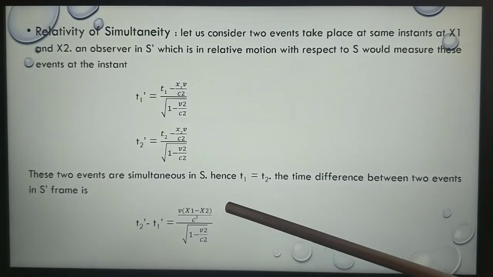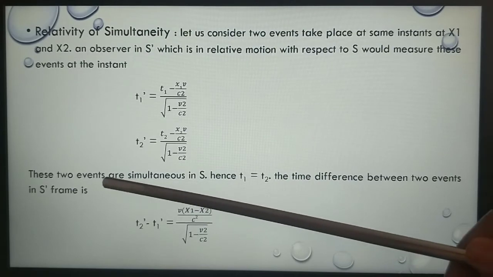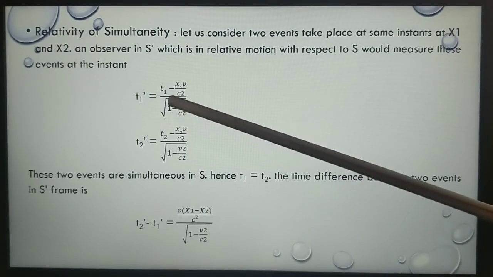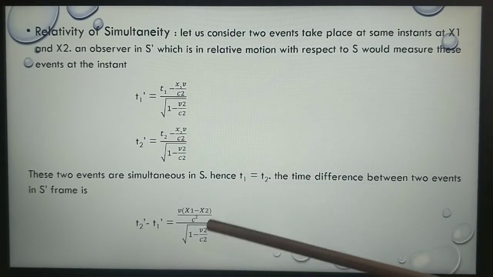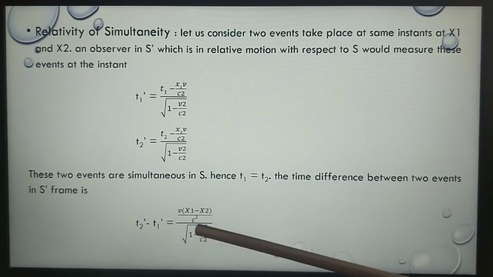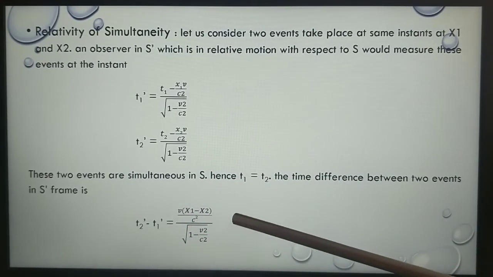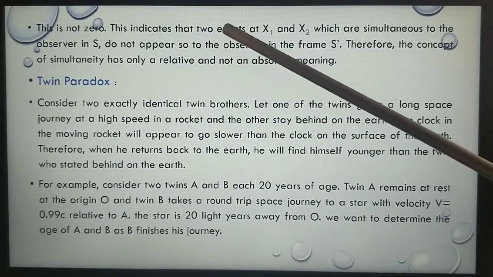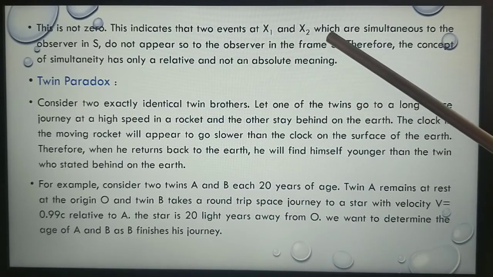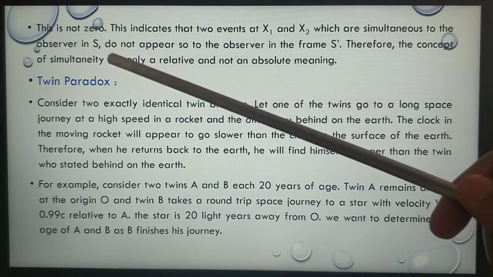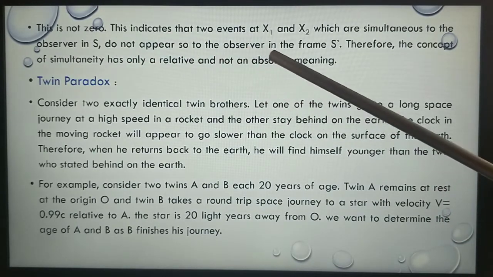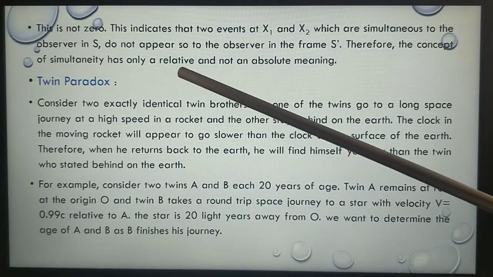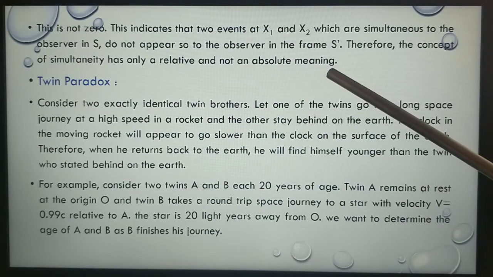Now, these two events are simultaneous in S, hence t1 equal to t2. That means t1 and t2 are equal, so in this subtraction they get cancelled and the remaining terms are like this. This is not 0. This indicates that two events at x1 and x2 which are simultaneous to the observer in S do not appear so to the observer in the frame S dash. Therefore, the concept of simultaneity has only a relative, not an absolute meaning.